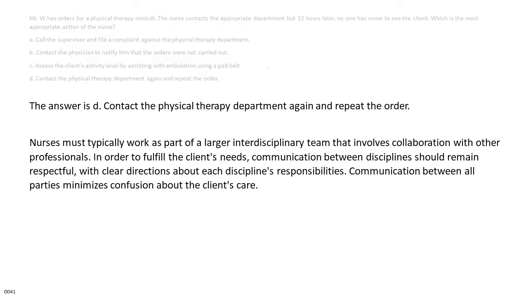The answer is D. Contact the physical therapy department again and repeat the order. Nurses must typically work as part of a larger interdisciplinary team that involves collaboration with other professionals. In order to fulfill the client's needs, communication between disciplines should remain respectful, with clear directions about each discipline's responsibilities. Communication between all parties minimizes confusion about the client's care.